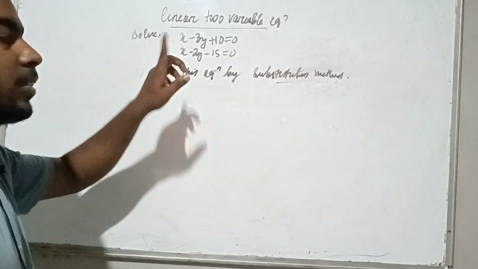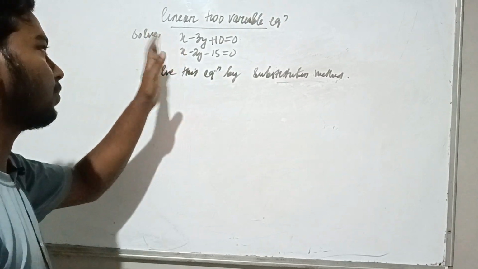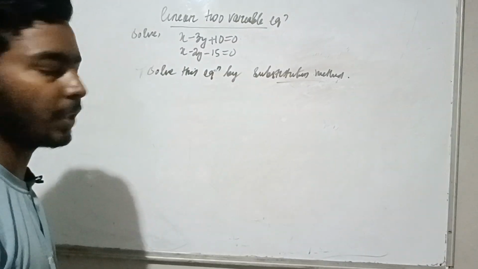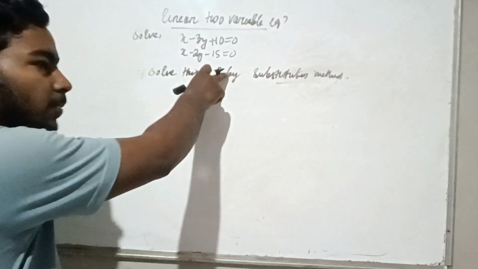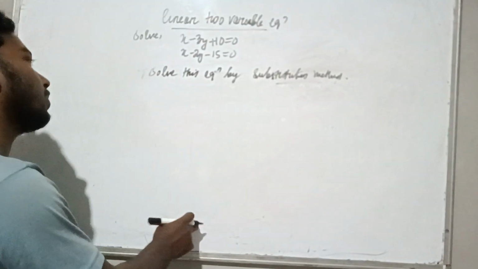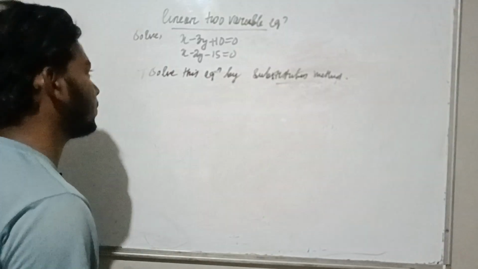The first step is to select any one equation. Suppose you select equation 1. Then solve equation 1, expressing x in terms of y or y in terms of x, and put that value in the other equation to get the solution of the equations. So let's solve these equations.